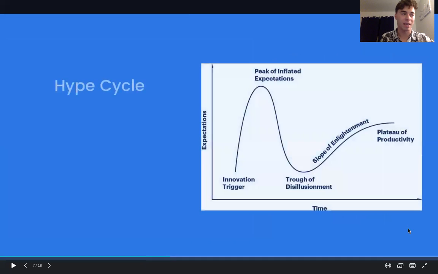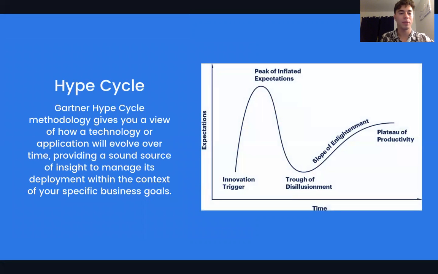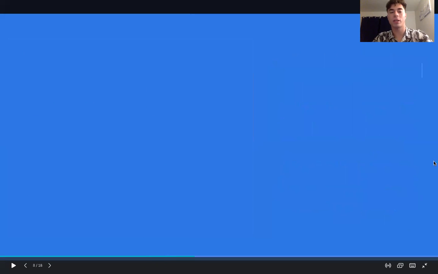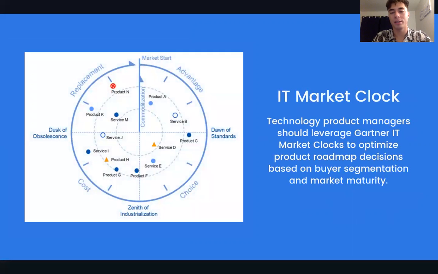Going into our next slide, we have the hype cycle, which is essentially a view of how a technology or application will evolve over time. But what we allow our customers to have with this is we separate the hype from real drivers, and we reduce investment risk for them. So now we're going to be going into our market clock. And so our market clock is pretty simple. It's just used to optimize product or roadmap decisions for our customers. And so it's shown here on the left.